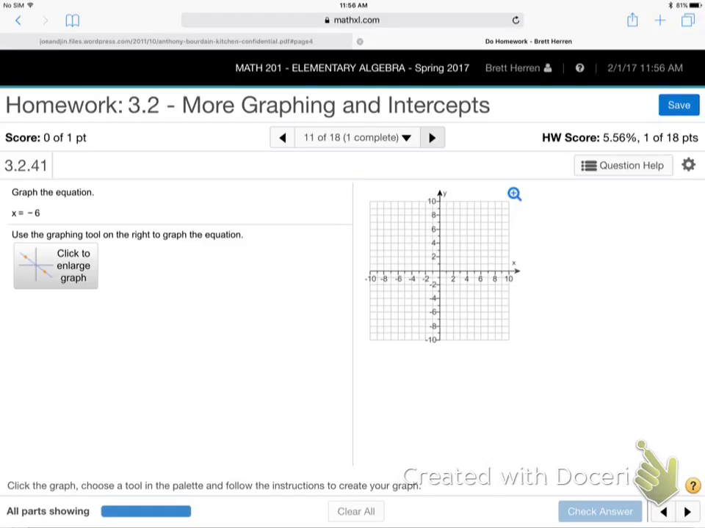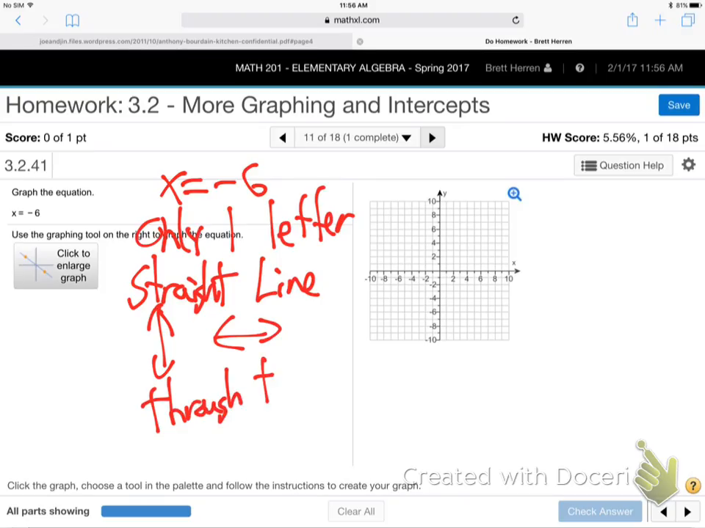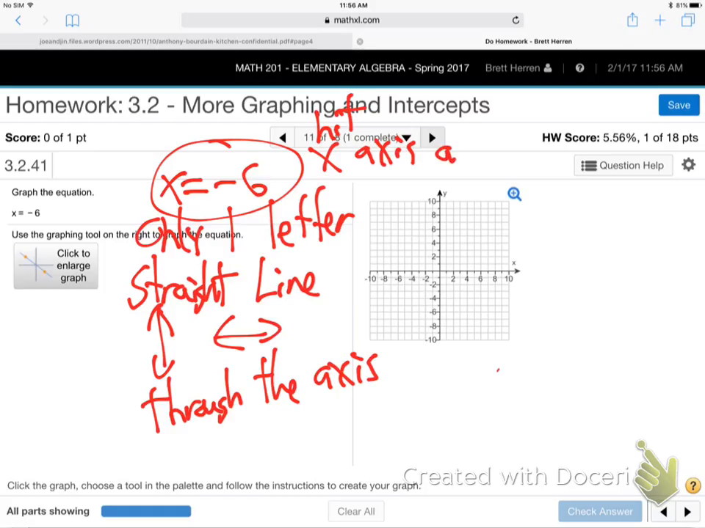So if there's only one letter, like just x is minus 6, it's a straight line. Of course all the lines are straight, but I think you know what I mean. It's straight vertical or straight sideways through the axis. In other words, if x is negative 6, it's going to hit the x-axis at negative 6. So if there's just one letter instead of 2, it's going to be a straight line, meaning straight vertical or straight horizontal. How you find it is you just go to that axis.